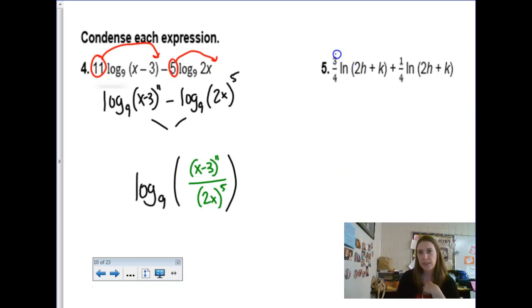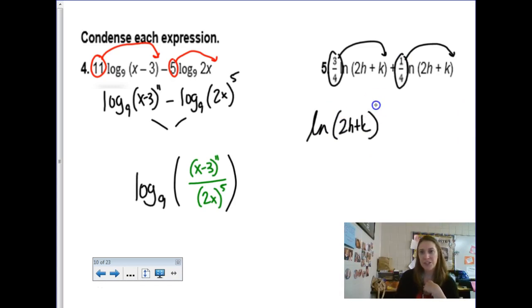Alright, similarly here, exponents are going to go back up, and this exponent's going to go back up. So we have natural log of quantity 2h plus k to the 3/4 power. That's lovely. And then plus natural log of 2h plus k to the 1/4 power. And then condensing that back down into one logarithm.